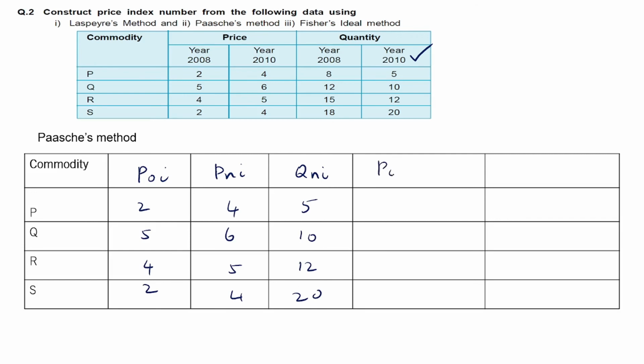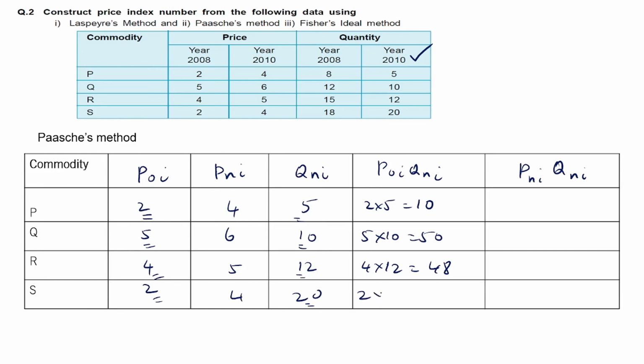Now let us find P naught I Q n I and P n I Q n I. So P naught I Q n I for P is 2 into 5, 10. Then for Q it is 5 into 10, 50. Then for R it is 4 into 12, 48. Then for S it is 2 into 20, 40.